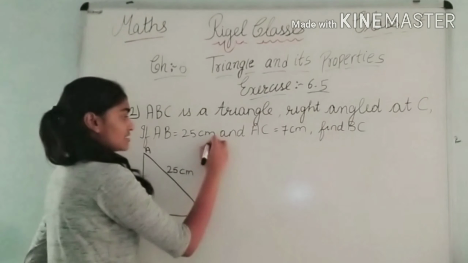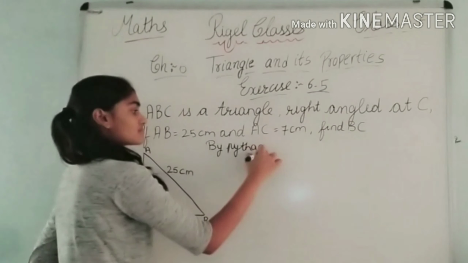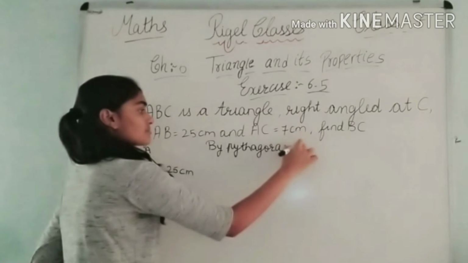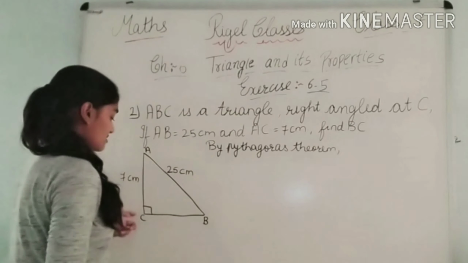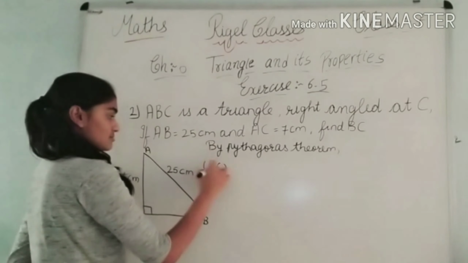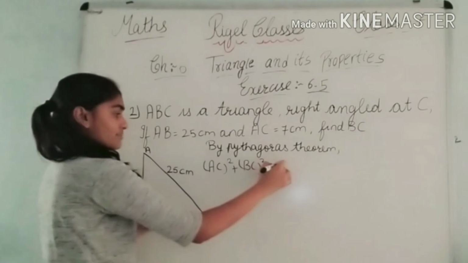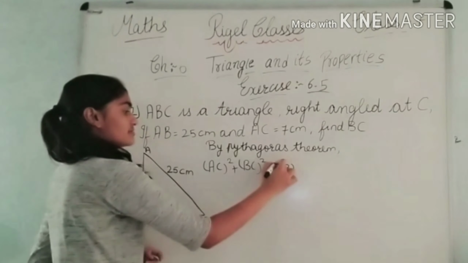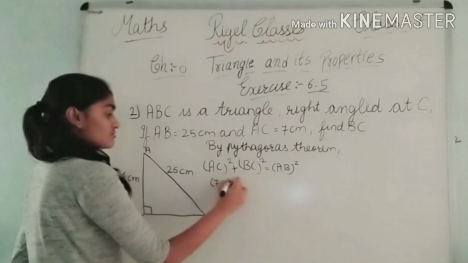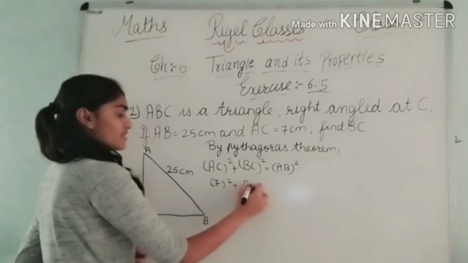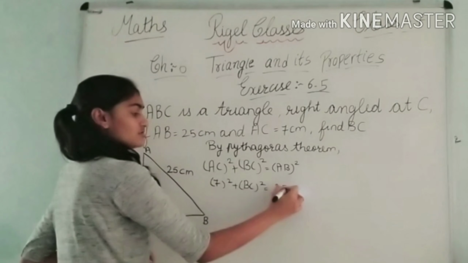So again we will use Pythagoras theorem. By Pythagoras theorem, what is Pythagoras theorem? AC square plus BC square equals hypotenuse square, that is AB square. Now here length of AC is given 7, so 7 square plus BC square, we need to find BC, equals AB is here 25, so 25 square.